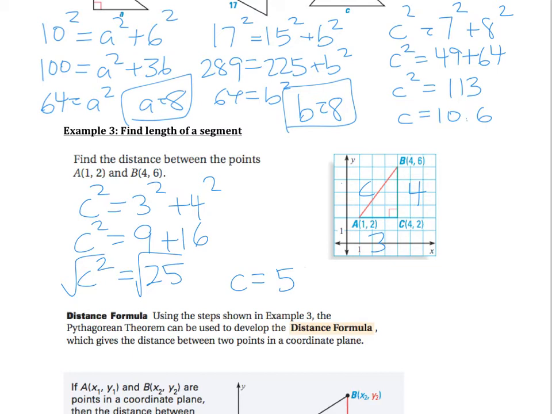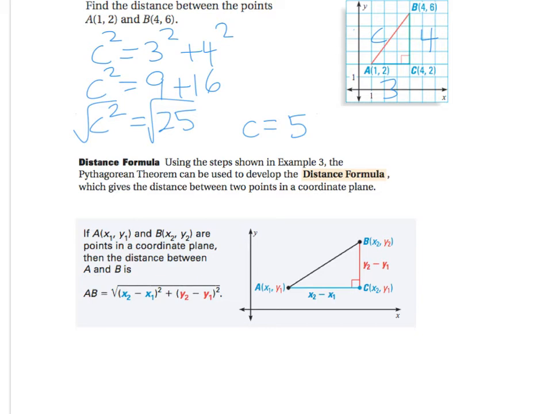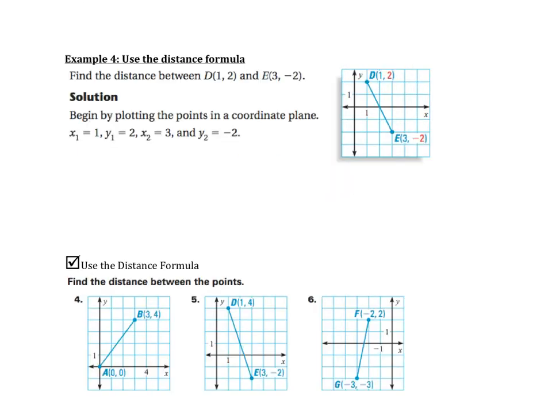But we don't always want to graph and try to come up with the right triangle, so we can use this thing called the distance formula. The distance formula, which you don't have to worry about memorizing, is the square root of the difference of the x-coordinates squared plus the difference in the y-coordinates squared. So you just decide which one of your two coordinates is going to be x1, y1, and the other one is x2, y2. In this particular case, D is x1, y1, and E is x2, y2.